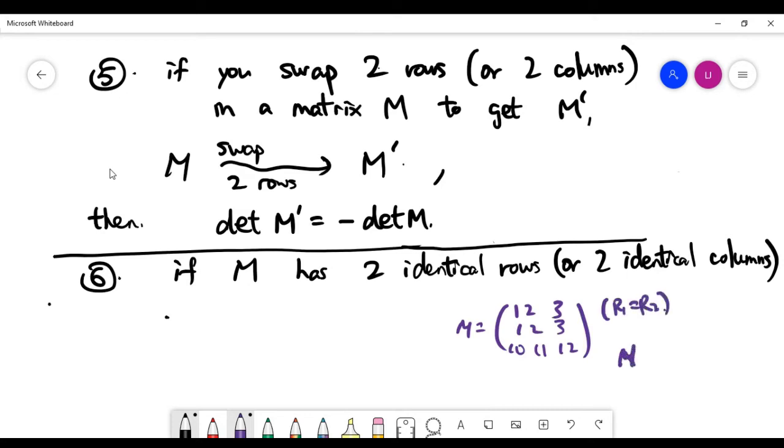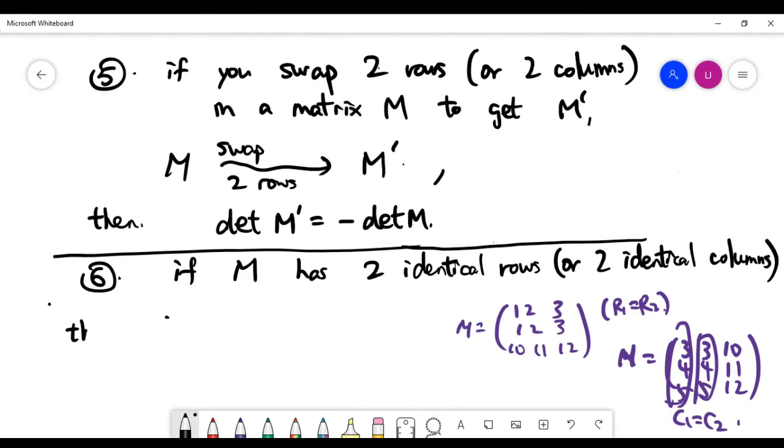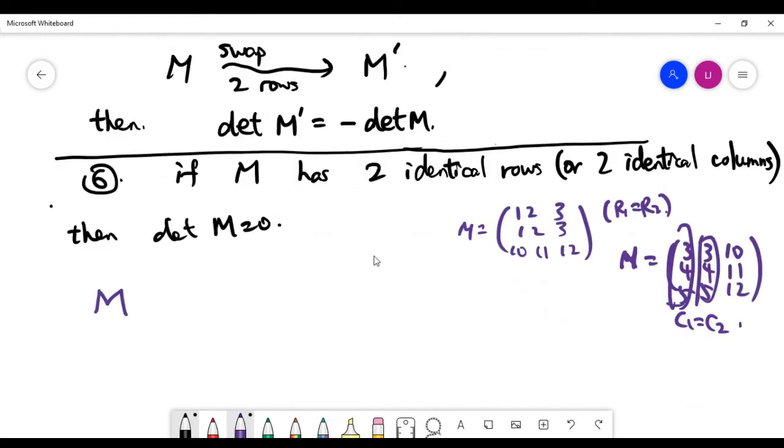Or you can look at the other matrix N. Let's say you have something like this. The column 1 is same as column 2 in this case, right? And in this case, I claim that the determinant must be 0. Can you see why? You can try to look at the property above, which is property 5.